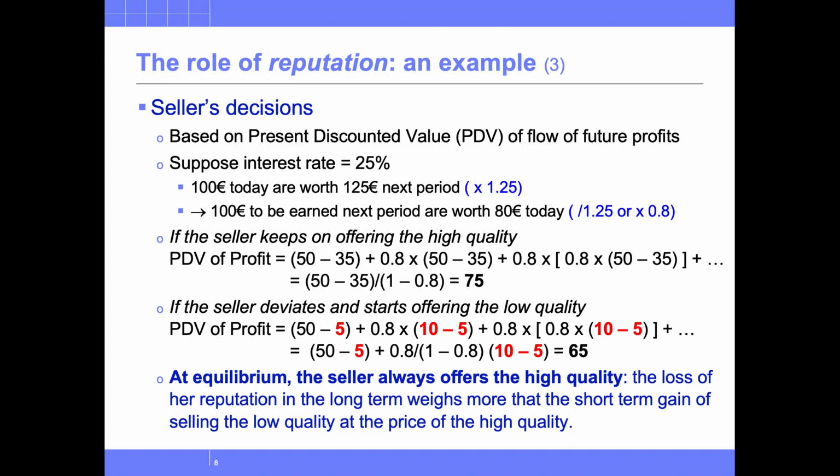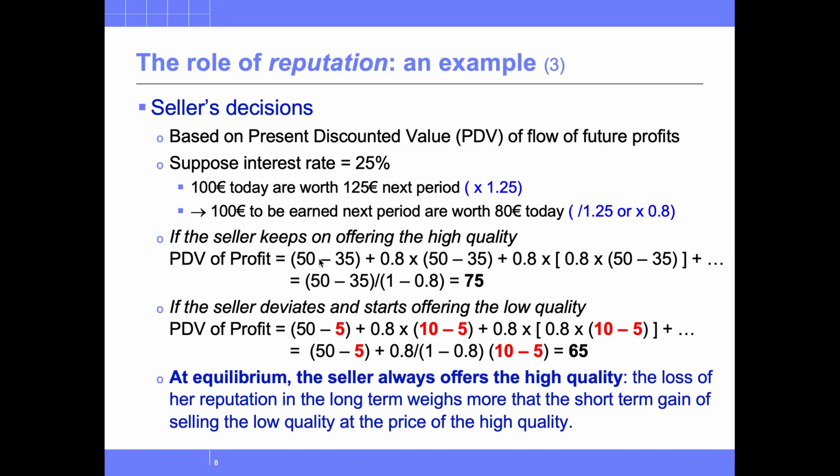One course of action is to keep on offering the high quality. In that case, remember, consumers will keep on believing that this is the high quality that they receive, and so they're willing to pay period after period a price of 50. Remember also that the cost of producing the high quality is 35. So in that course of action, there is a margin of 15, 50 minus 35, to be received in every period from now on to the end of time.